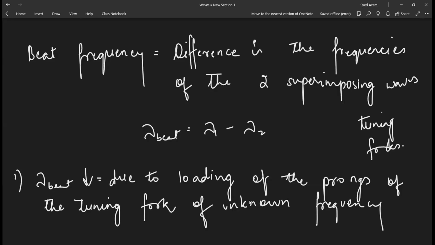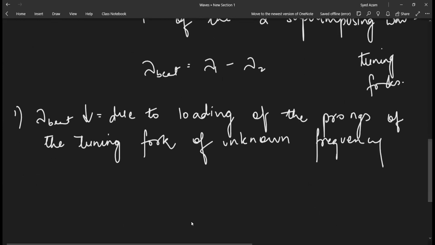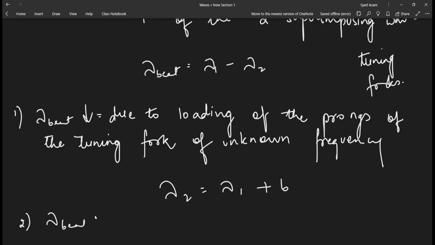Of unknown frequency, right? Then how will you find this unknown frequency? This is greater than the known frequency. Let's say nu2 is unknown. Nu2 is greater than, let's say some constant B, this much greater than this. Then you can calculate the B.